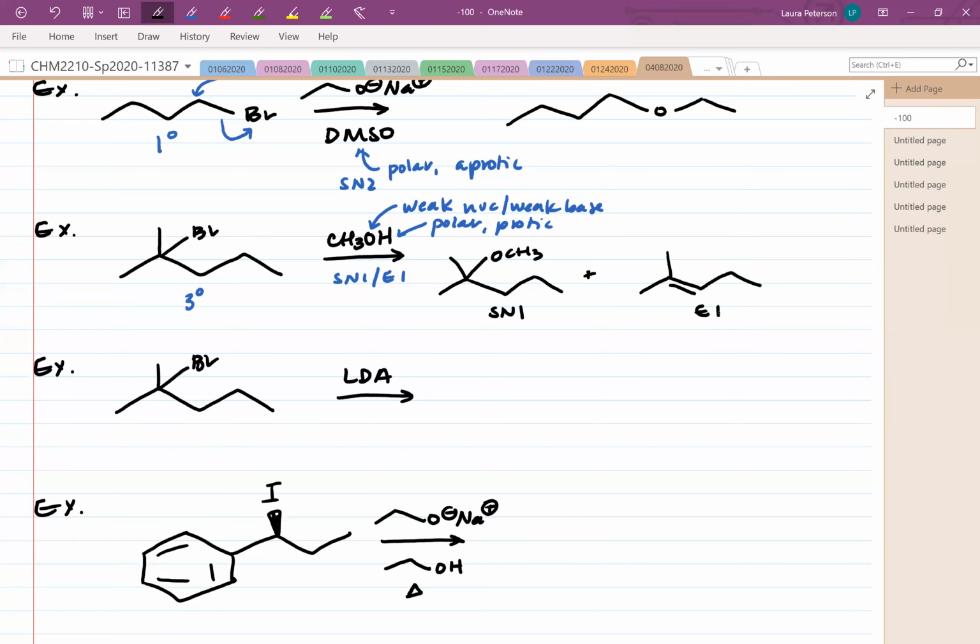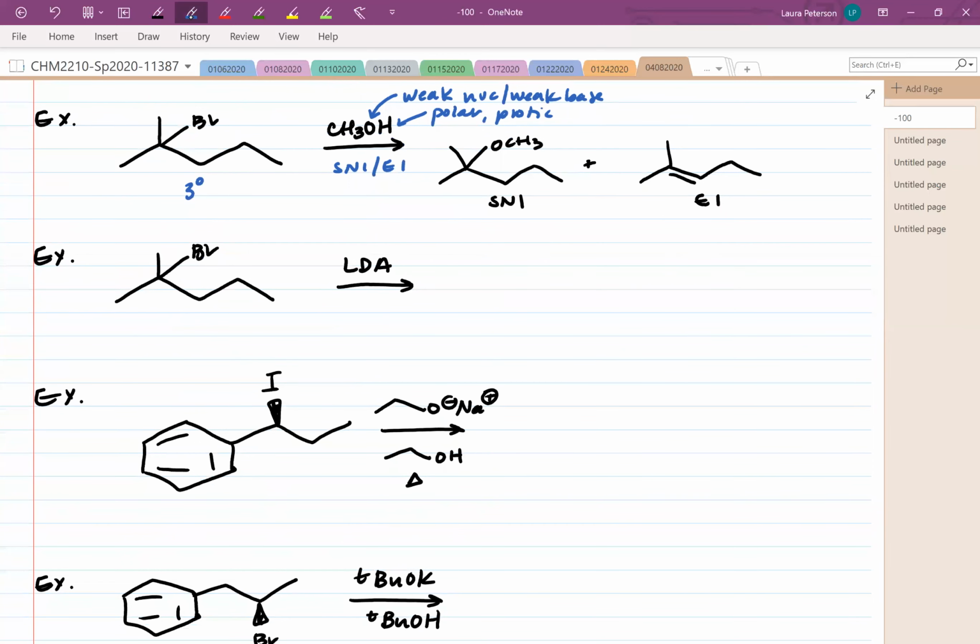The next example, we actually have the same exact starting material, so still a tertiary halide, and then we need to go over to LDA. You might have a solvent here, so THF might be an example of a solvent you could see. But one thing we need to remember about LDA is that it was a bulky base. So what reactions do bulky bases promote? They promote the E2 reaction. Remember, another name for a bulky base is a non-nucleophilic base. If it's non-nucleophilic, it cannot undergo an SN2 reaction, and it's not going to undergo an E1 or SN1 reaction because it's a strong base.